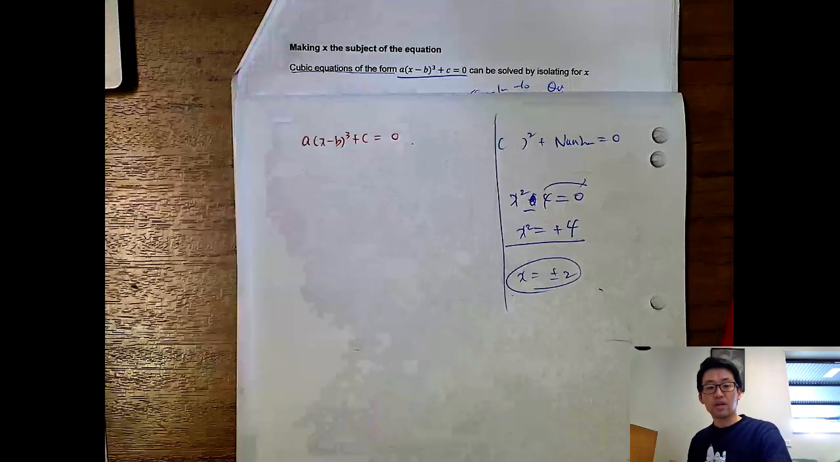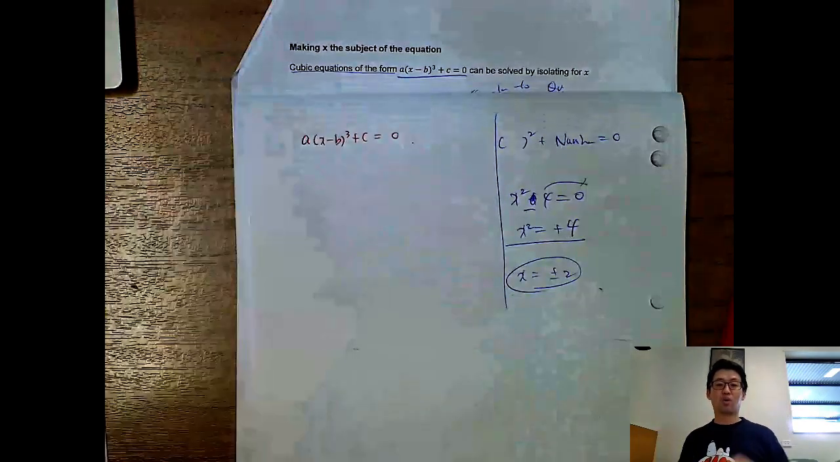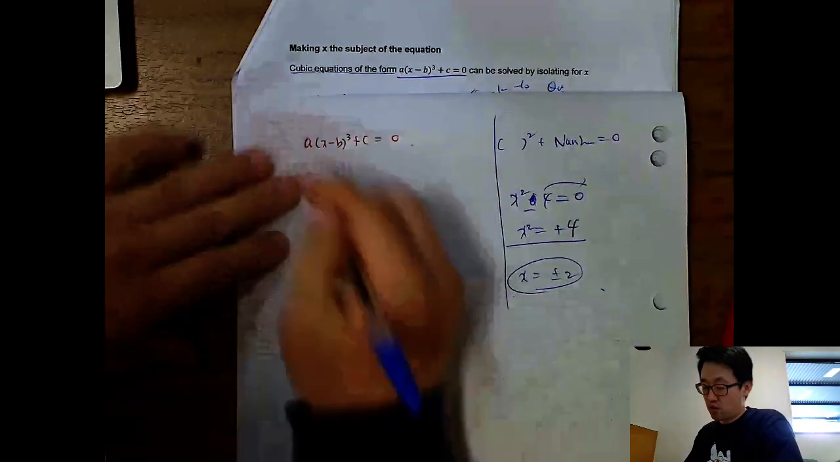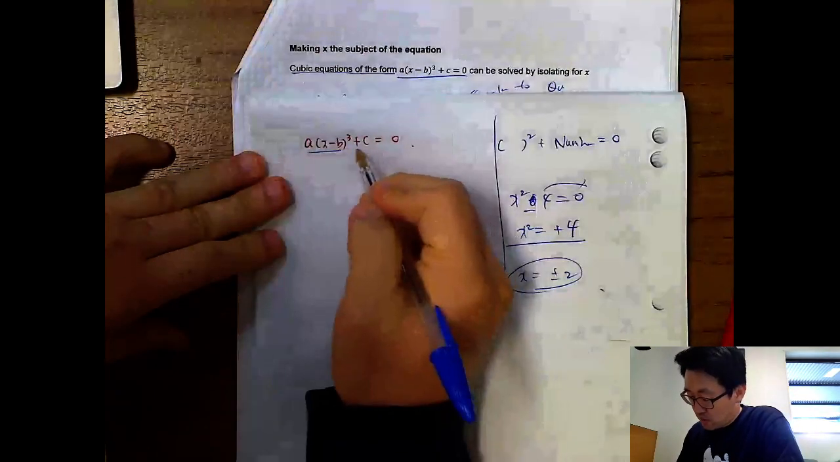The same thing, but this is the form of square plus number or cube plus number. Okay, cubic here. This is the cube plus number form.